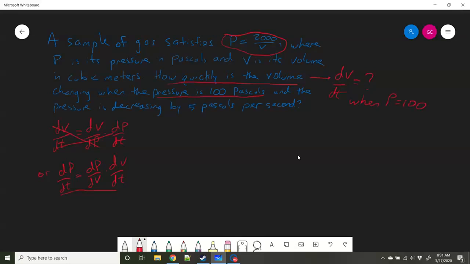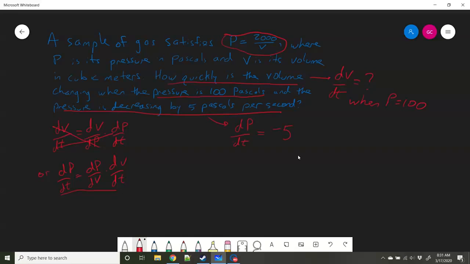And then finally, when the pressure is decreasing by 5 pascals per second. Again, look at the units here. Pascals per second. That's units of pressure per time. And that's how you know that it's about the rate of change of pressure over time. And be careful because the derivative here is negative 5 because the pressure is decreasing by 5 per second.